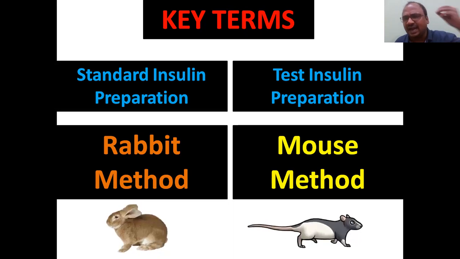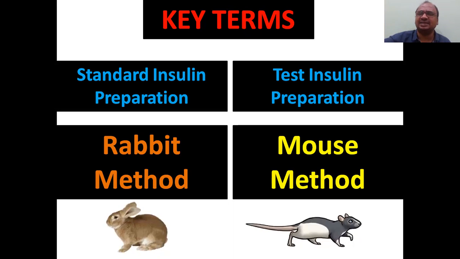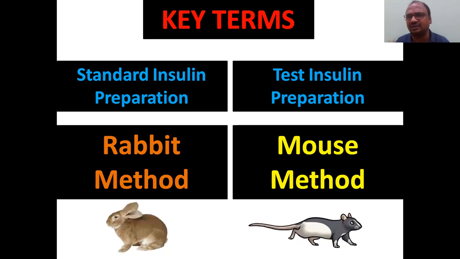The rabbit method you can use, or the mouse method you can use; any one method is enough. Don't use all 5 methods. In the exam they might ask all 5, but whenever you are doing a real assay in the lab, you can use only one method. That's more than enough.